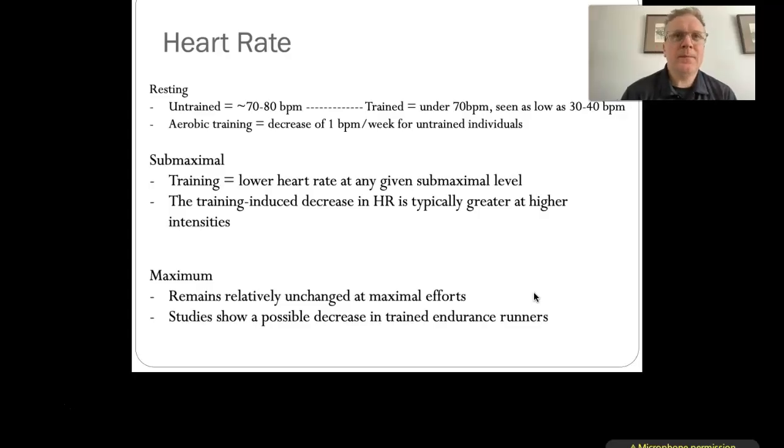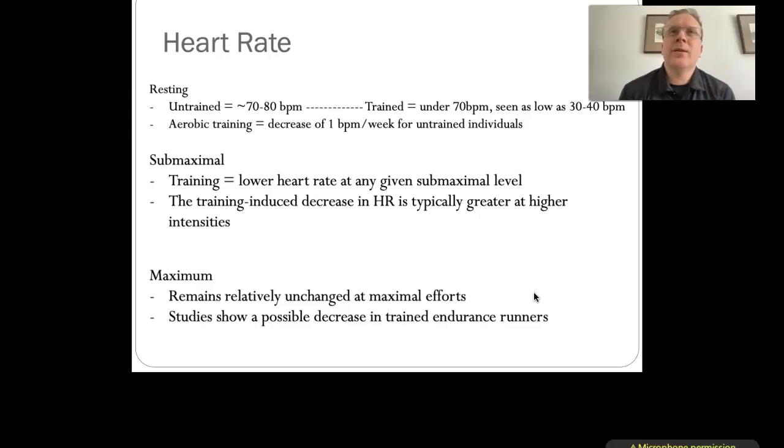At maximal, it's kind of interesting. I would think that with training maximal heart rates would change, but it doesn't. It remains relatively unchanged during those maximal efforts. So when we're finding a predicted heart rate max, or taking an individual to a max effort, it's very similar for trained versus untrained. However, some studies show a possible decrease in trained endurance runners.